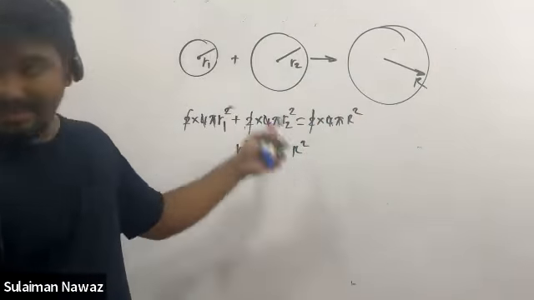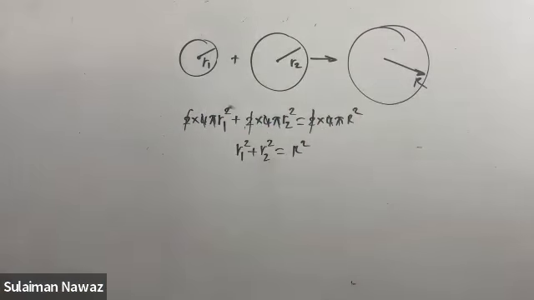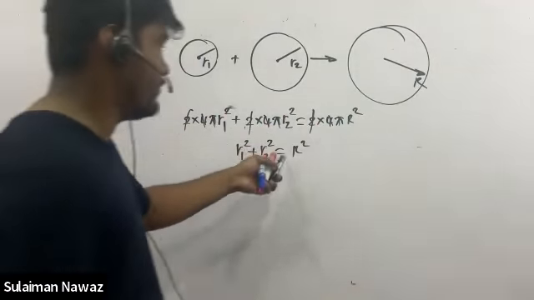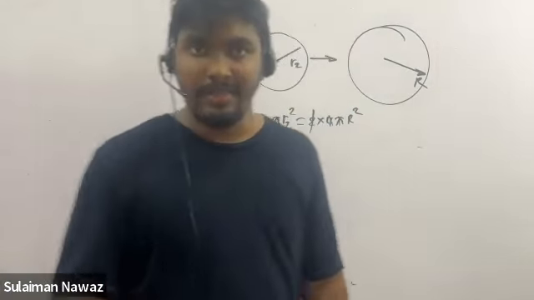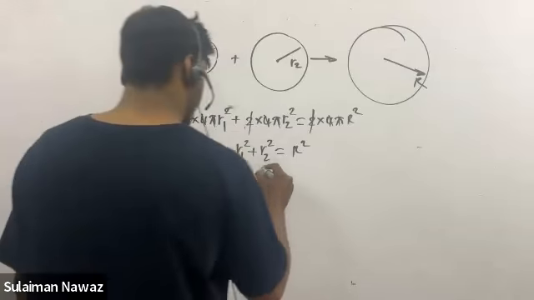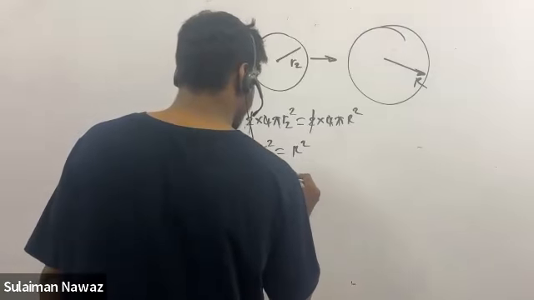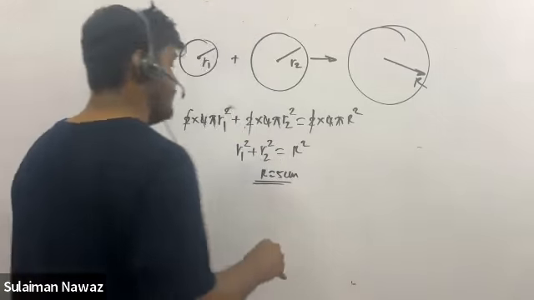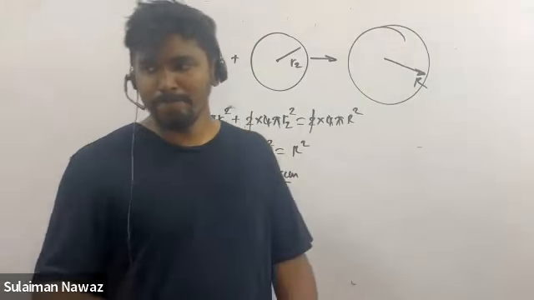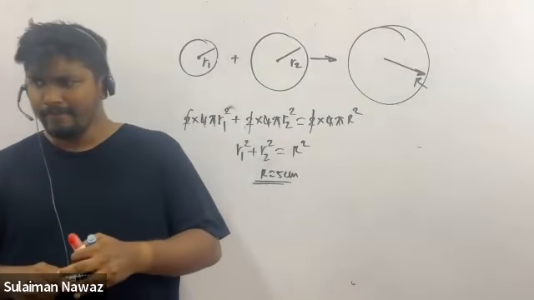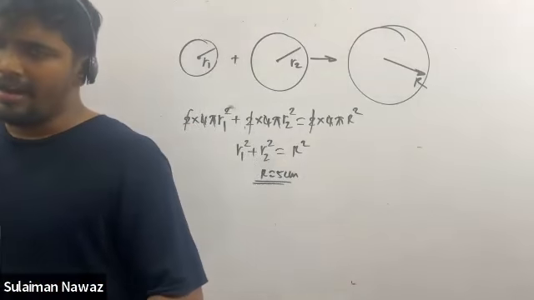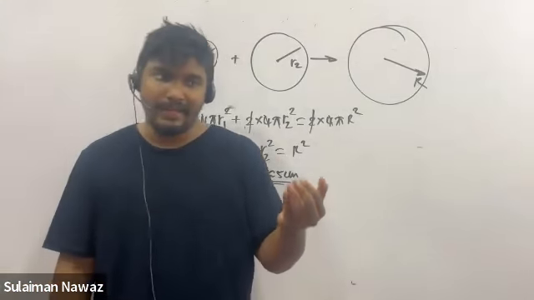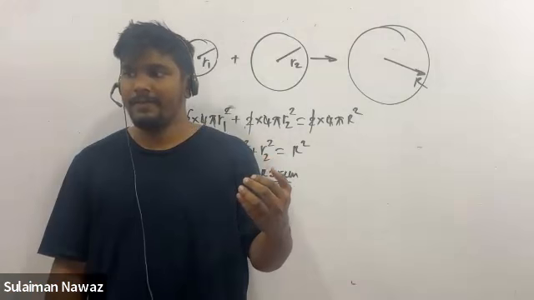The radii are 3 and 4 centimeters. Then 3 squared plus 4 squared equals R squared. Then R will be 5 centimeters. That's the idea. Did you understand? Now raise your hands. Whatever we learned up to now, everything is very clear.